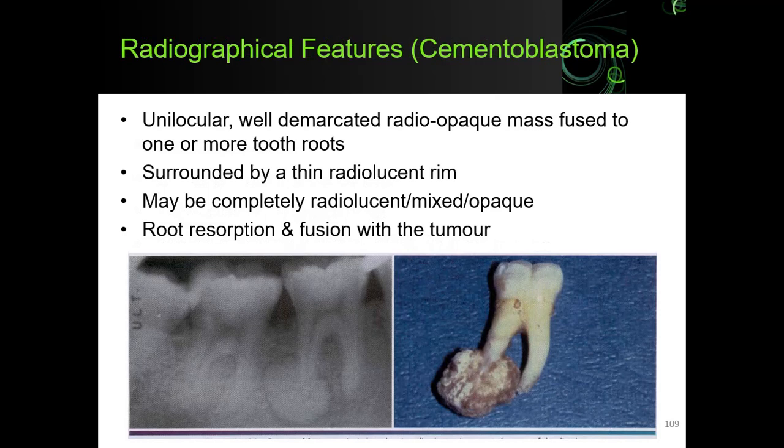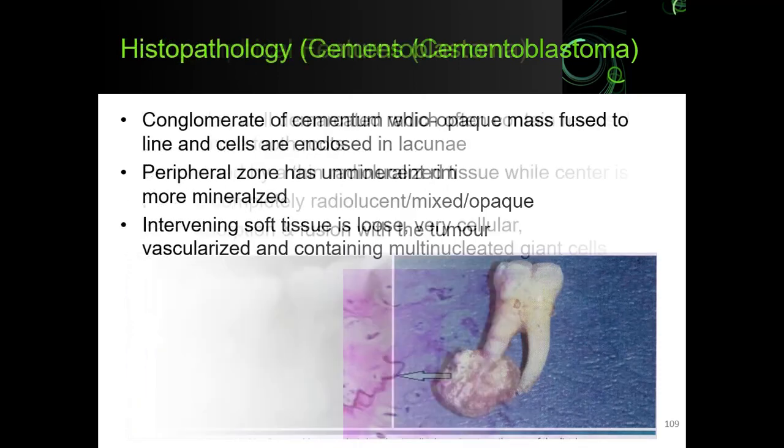The radiographic picture of the cementoblastoma shows a well demarcated and unilocular radiopaque mass that has been fused to either a single or multiple roots. And if you look closely, you will find that this whole radiopaque mass is surrounded by a thin radiolucent rim, which represents the periodontal ligament. Root resorption and fusion of the tumor are the consistent features.